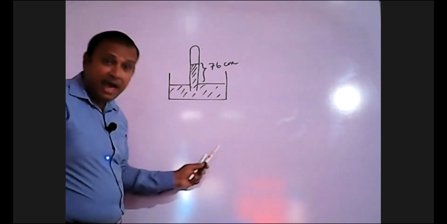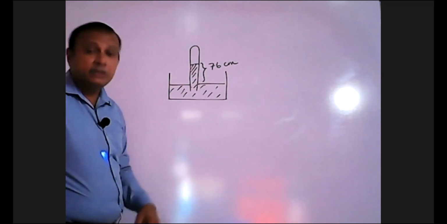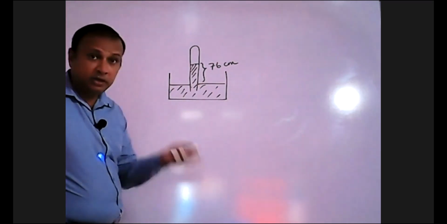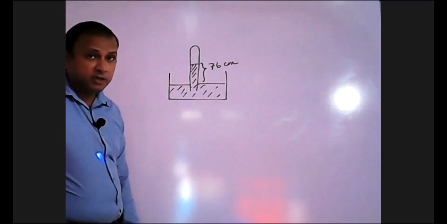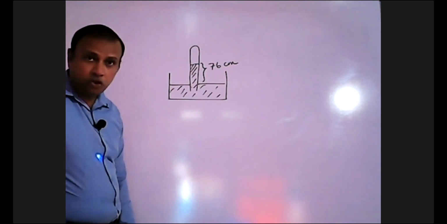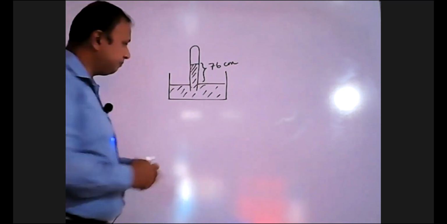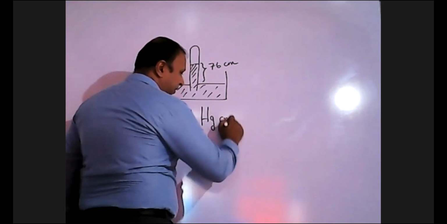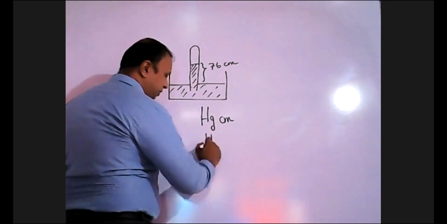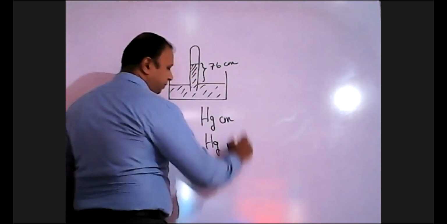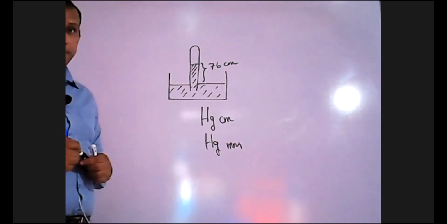So from that I can convert mercury centimeter into any unit that can be used to measure pressure. So mercury centimeter, Hg centimeter or Hg millimeter, can be used to measure pressure.